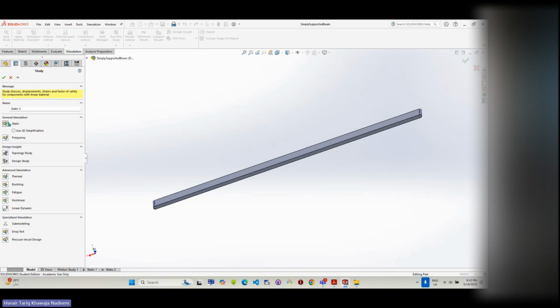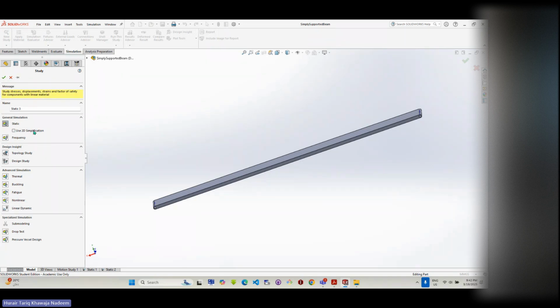So right now we are going to do the static study. Static means you apply load and it's going to come to equilibrium. So it's not a dynamic type of analysis. It's a static type of analysis. You apply load, it's going to eventually come to equilibrium or it's going to fail. Okay, so we click OK.